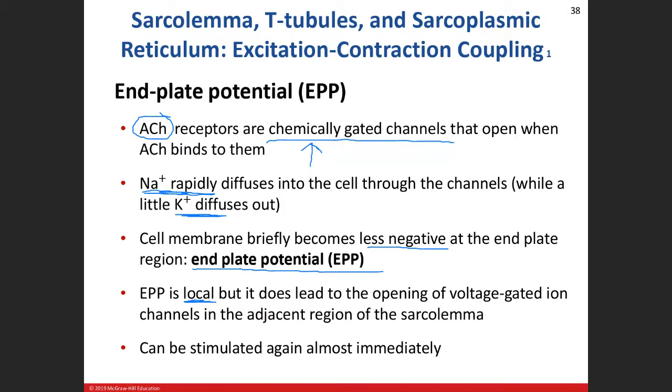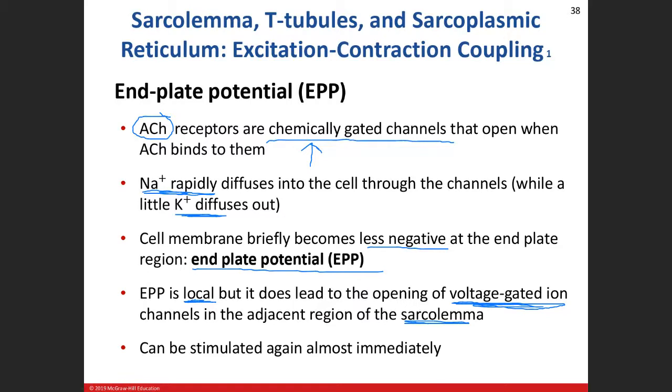So what we'll see here is that because it's localized, it's not going to travel far. We just have to find a voltage-gated ion channel outside of that end plate. So these voltage-gated ion channels are going to be in the vicinity. They're going to be adjacent or close to the motor end plate. But they're found on the sarcolemma. What's the sarcolemma? The plasma membrane of the muscle cell.